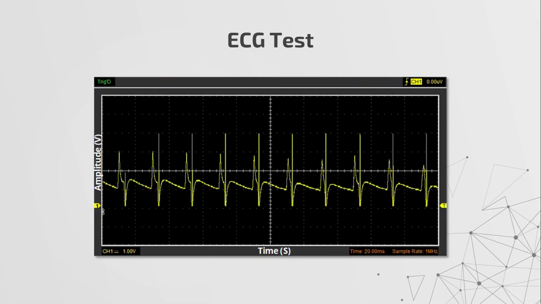We will see the actual representation of the ECG signal recorded through an oscilloscope, which seems promising. Our system can calculate the pulse rate from 42 to 170 beats per minute.